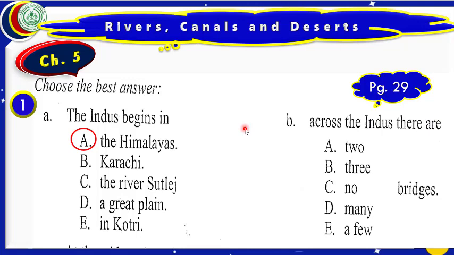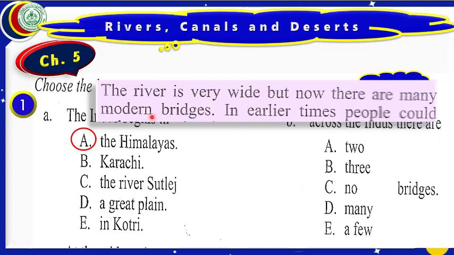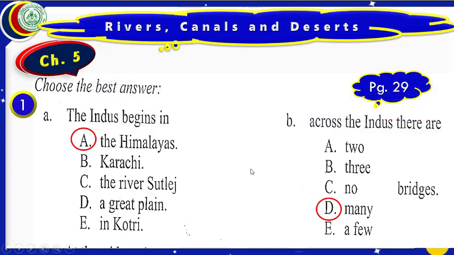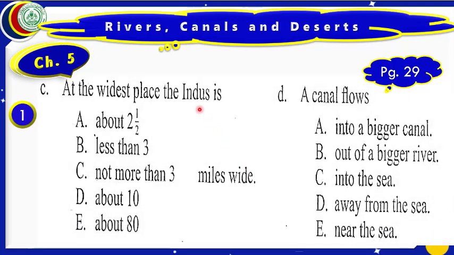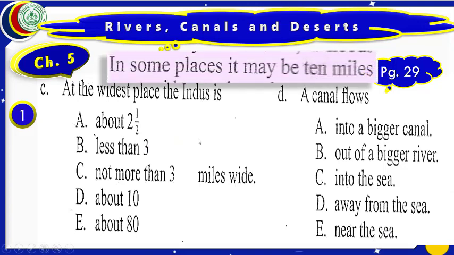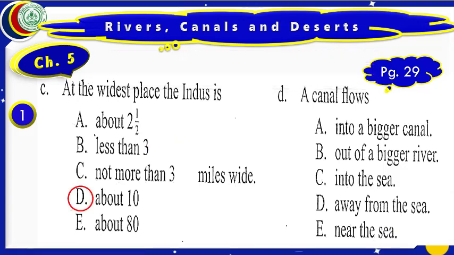Across the Indus there are how many bridges? Many. You can see it here given. There are many modern bridges there now. There was a time when there were not many, but now there are many. At the widest place, dear students, we have read in the lesson, mostly it is 1.5 miles, but sometimes in plain areas it becomes about 10 miles. We shall choose the answer 10 miles.